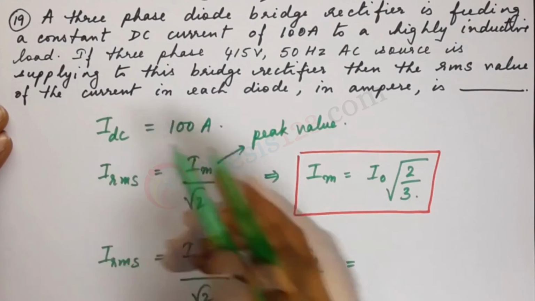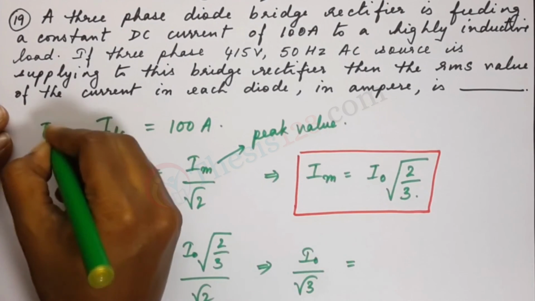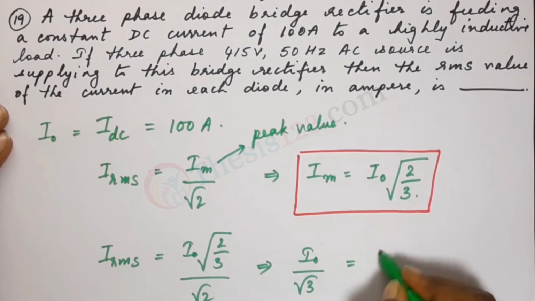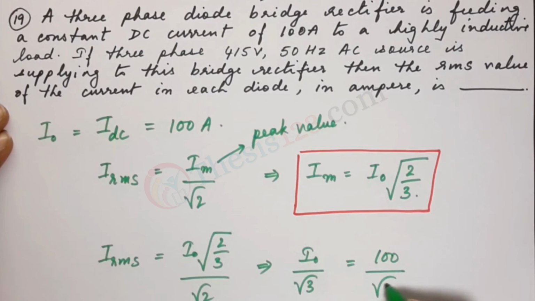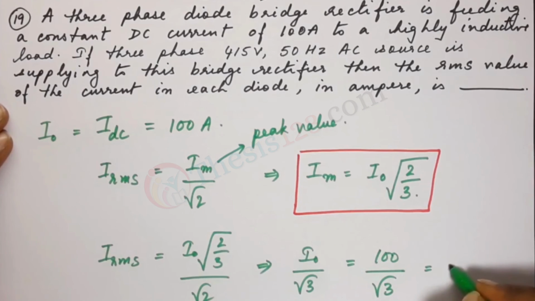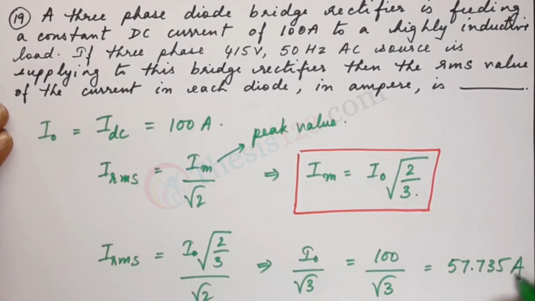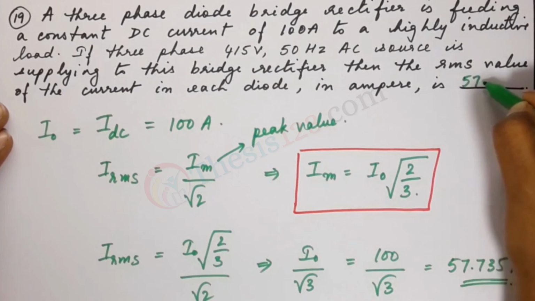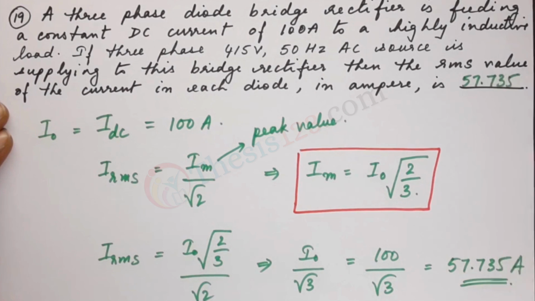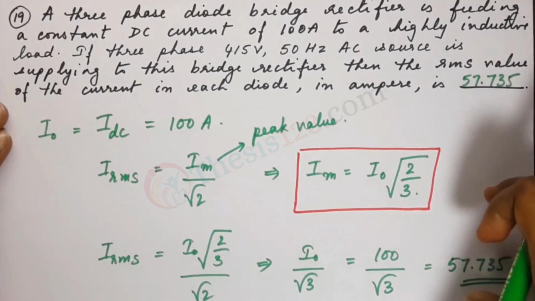And I naught is I DC, which we have found here, which is 100. So 100 divided by root 3 gives us 57.735 amperes. So this is the final answer here, 57.735. I hope this has helped.